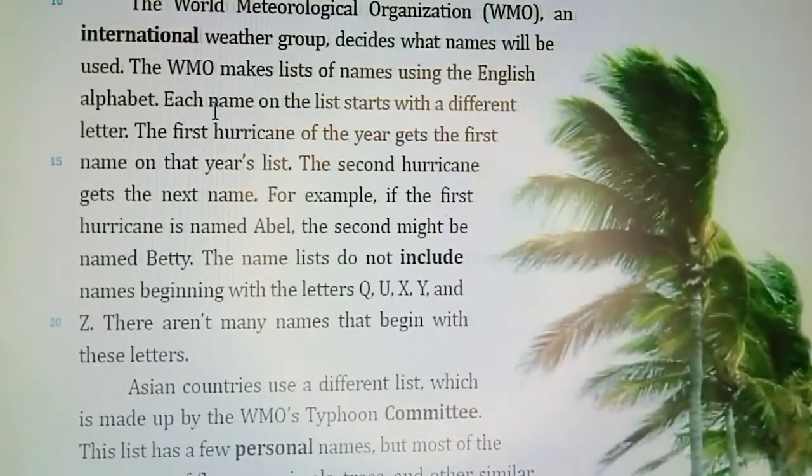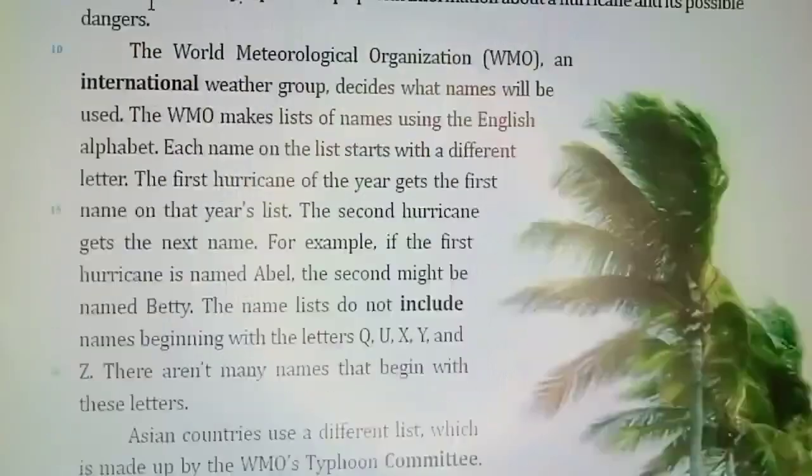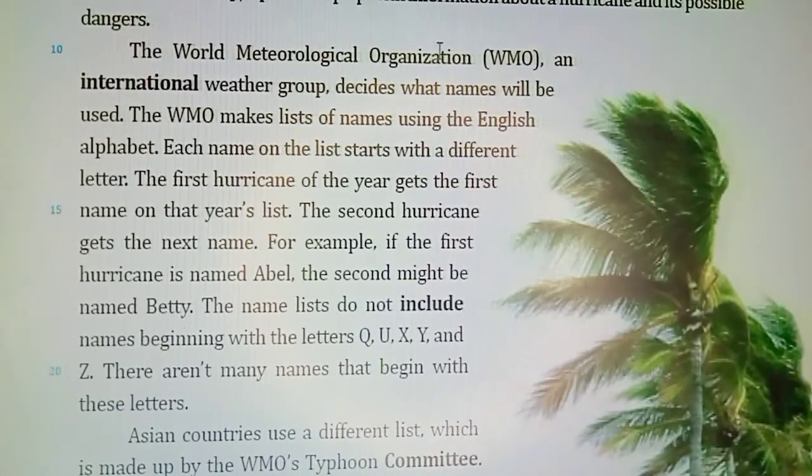The next paragraph. The World Meteorological Organization, abbreviation WMO, World, yes, right, Meteorological Organization, an international weather group, decides what names will be used. The World Meteorological Organization makes lists of names using the English alphabet. Each name on the list starts with a different letter.